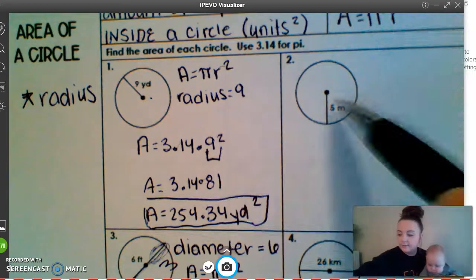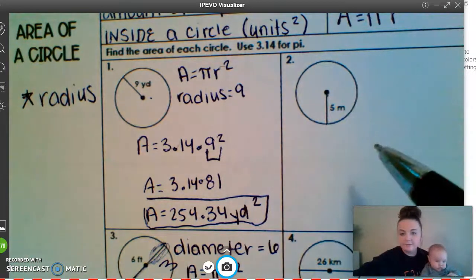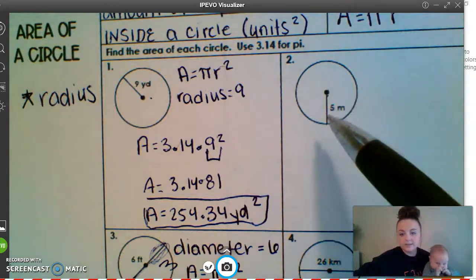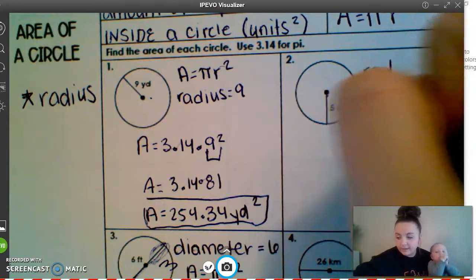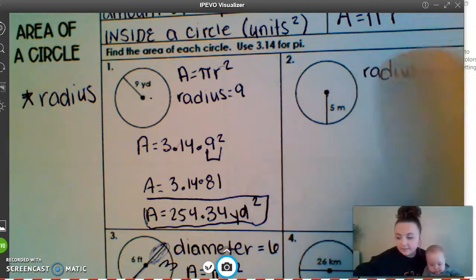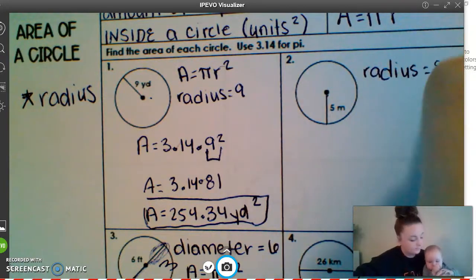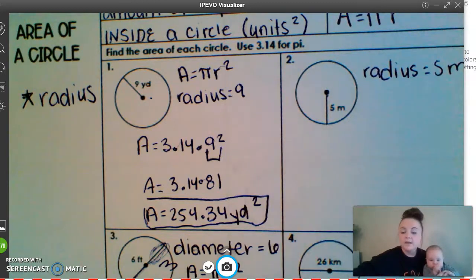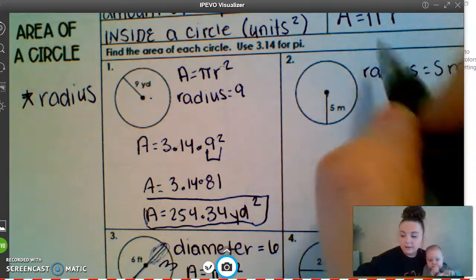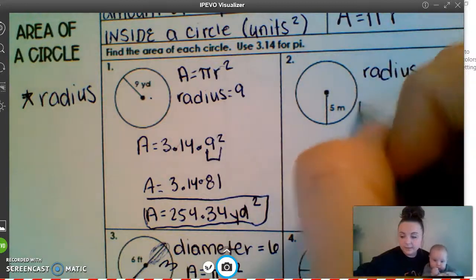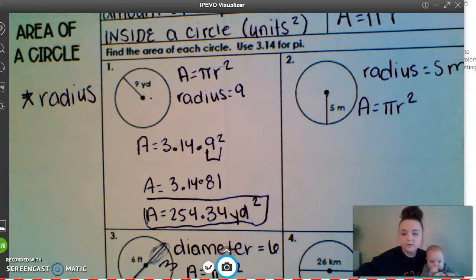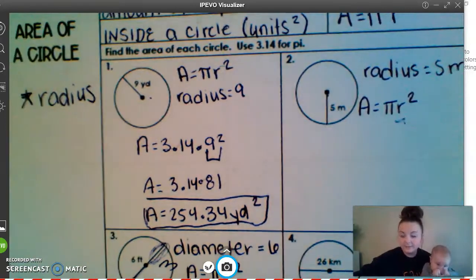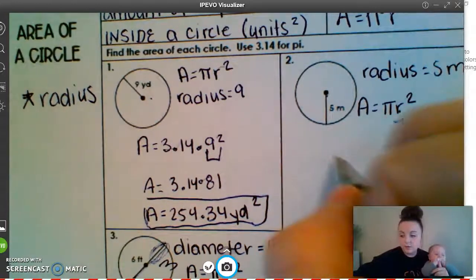So I know that from the center to the outside edge is 5 meters. Well, center to the outside edge is the radius. So I know that my radius is 5 meters. I know that my formula for area, at the top right there, was A equals pi r squared. That means I need my radius. Well, I have my radius. It's 5. So I would plug in 5 where r is.